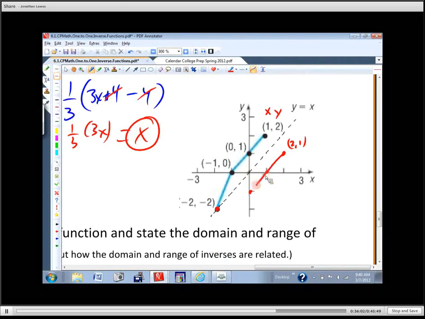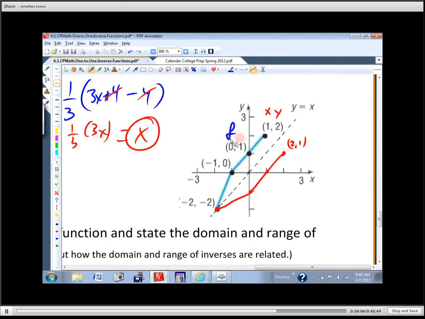So, if that was the function, this would be the inverse of the function. And do they look like they're reflections across the line y equals x? They do. Okay. Any questions?